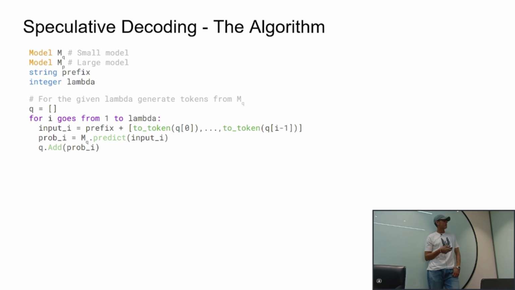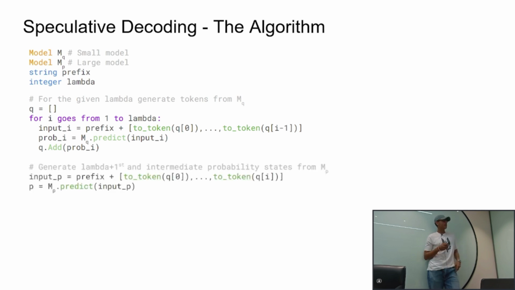So now we run the loop from 1 to lambda. We give the input, which is the prefix and then all the tokens that are decoded up to that point. When you start, the list next to the prefix will be empty. So in the first step, the input to the small model will just be the prefix, and it would give you a probability distribution given that prefix. Then you will keep continuing this process until you have generated all the lambda tokens.